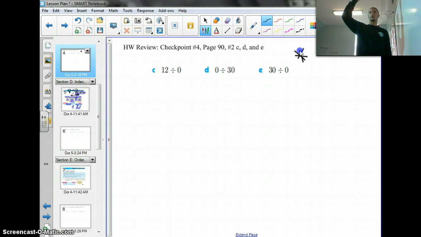Let's start class on 3. Now, these ones right here. C, 12 divided by 0. Remember, when the 0 is on the right-hand side, what's it going to be? Undefined. So this answer for C is undefined.